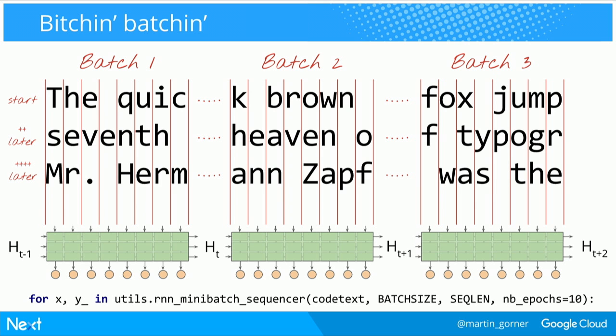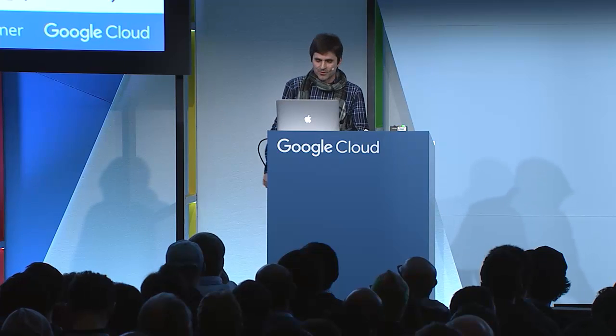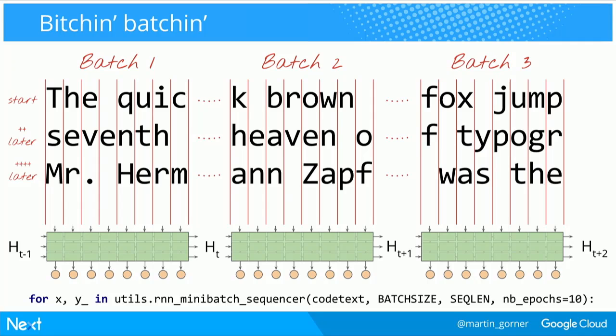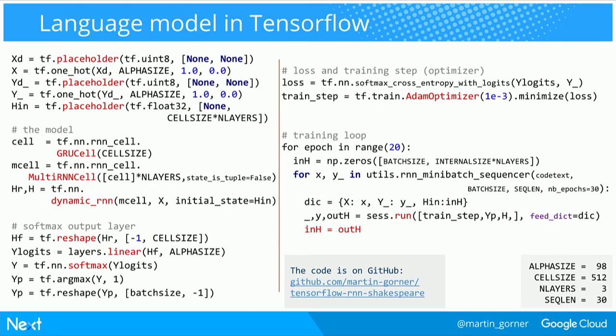So yeah, small gotcha on the batching, but this is not actually important. Just use the function that will cut up the text correctly for you, and you're ready to train. And this is actually the full code of this neural network on one slide.